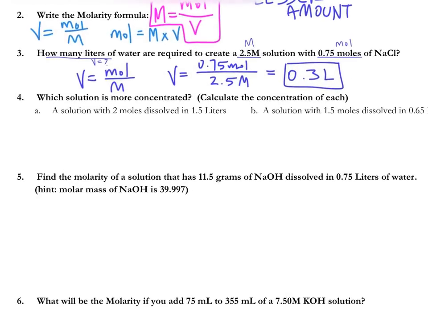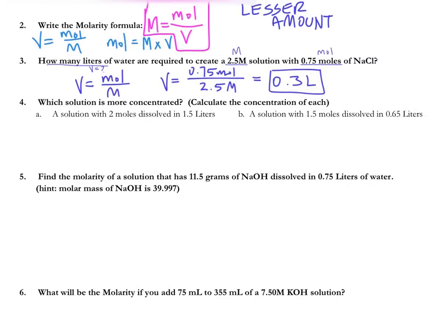All right, moving on to number 4. Number 4 says, which solution is more concentrated? And it gives you a hint here to calculate the concentration of each. In A, it says a solution with 2 moles dissolved in 1.5 liters. B says a solution with 1.5 moles dissolved in 0.65 liters. So we need to figure out the concentration of A and the concentration of B to figure out which one is more concentrated.